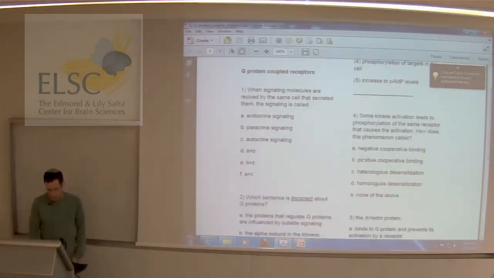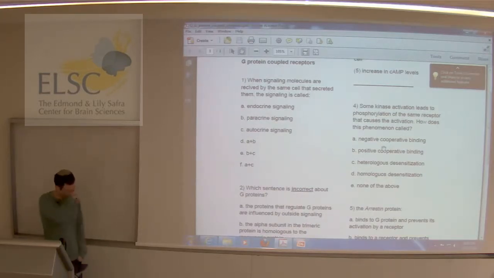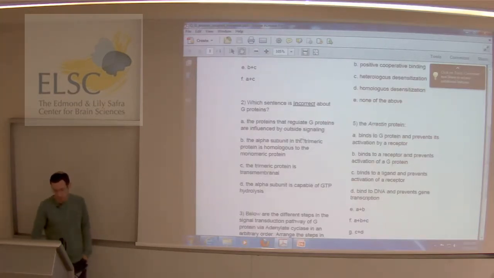Okay, question 1. When signaling molecules are received by the same cell that secreted them, the signaling is called? C. Autocrine, yes. So auto is when something acts on itself, so autocrine signaling.